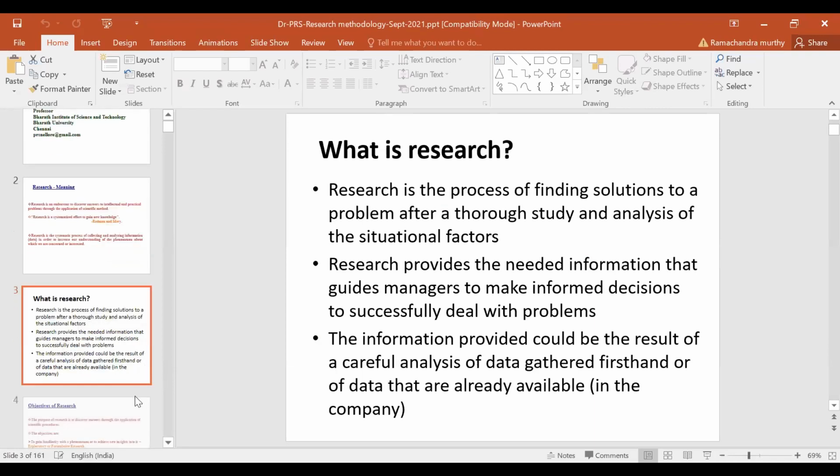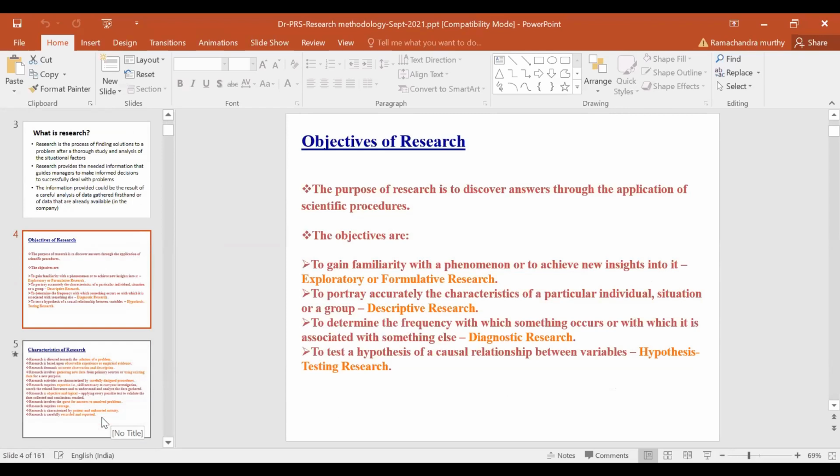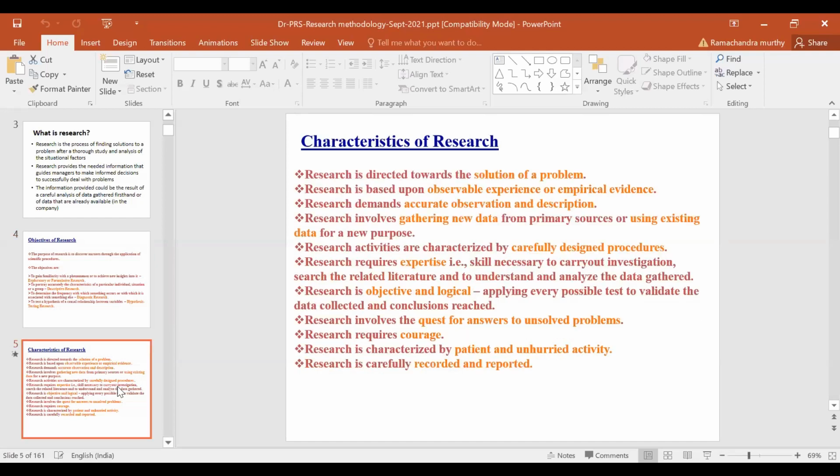See, the objectives of research are mainly formulative research, descriptive research, diagnostic research. But mostly I will give preference to hypothesis testing research, because we will get more SCI publications if you give preference to the hypothesis. So what are the characters of research? First we have to find the problem. Previously, 10 years back, the problem was one thing; nowadays everything has changed.